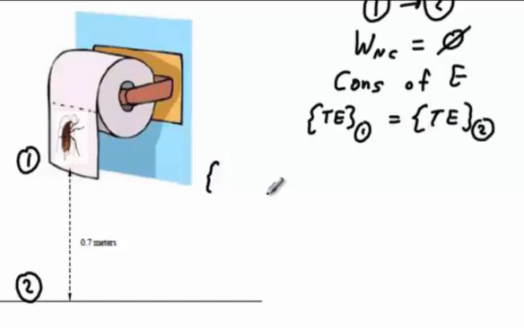We'll begin with moment 1 and ask ourselves 4 questions. At moment 1, is there translational kinetic energy? The answer is no. At moment 1, is there rotational kinetic energy? The answer is also no. At moment 1, is there gravitational potential energy? The answer is yes. The roach is 0.7 meters above the floor, and taking the floor to be the height of y equals 0, this will lead us to a gravitational potential energy term of mass times g times y.